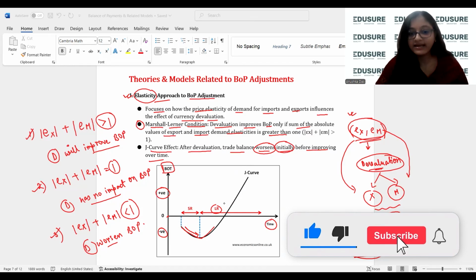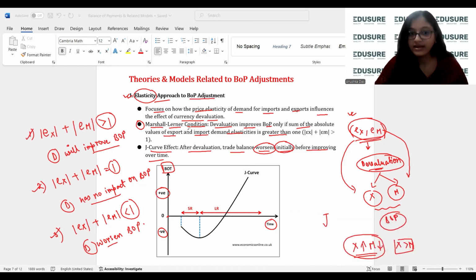So this diagram is showing you the impact of devaluation, which is led by the Marshall-Lerner condition, right? Depending on the Marshall-Lerner condition, you will trace out the adjustment process. The J-curve effect is basically the visual depiction of this BoP adjustment. Marshall-Lerner condition will give you the direction and the intensity, but the J-curve effect will give you the visual depiction of how this adjustment is taking place. In general, it will take the shape of the English alphabet J. That is why it is known as the J-curve. It is tracing out the path of adjustment of BoP, both in the short run and the long run.